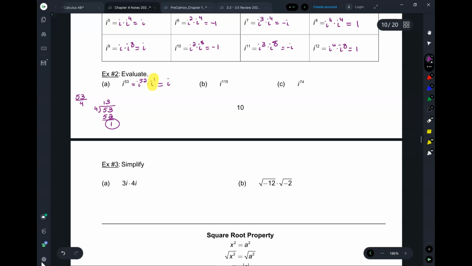Okay, so take a look at this one. 115 divided by 4. Let's just do this. 4 goes into 11 twice. 8. It's always 4 because it repeats every 4. So here we're going to have 35. 4 goes into 35 8 times. Remainder of 3. So this is I to the 112 times I to the 3, really. But you only take the I cubed. And I cubed is negative I. Okay? I to the 74.